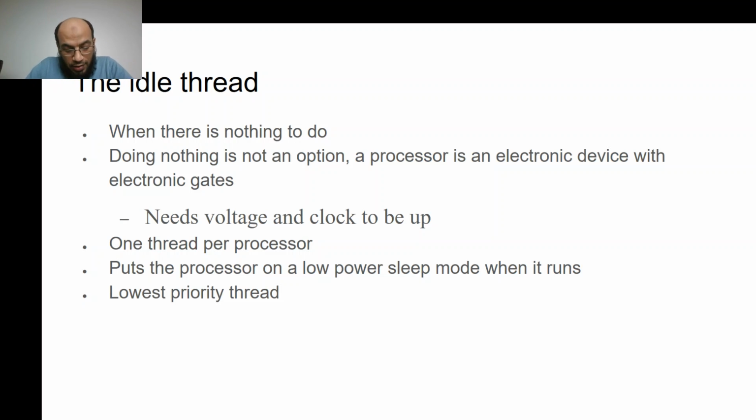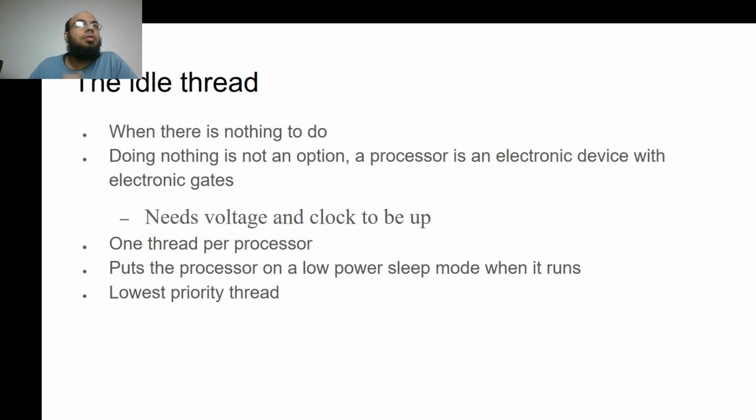Unless I go very deeply into how the architecture works, I'm not sure you will get what I'm going to say next, but people who have studied architecture might know a bit about this. A processor is basically an electronic device with electronic gates, PNP and NPN junctions, small electronic parts that require electricity consistently. The processor basically needs voltage and clock to be up for the processor to run.